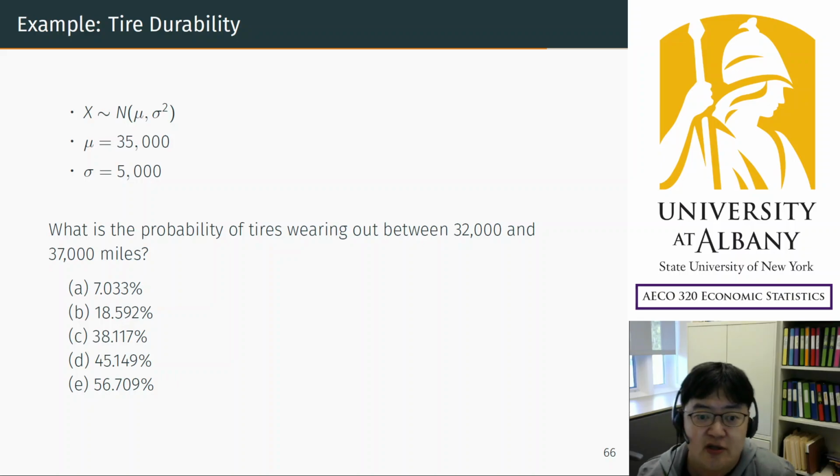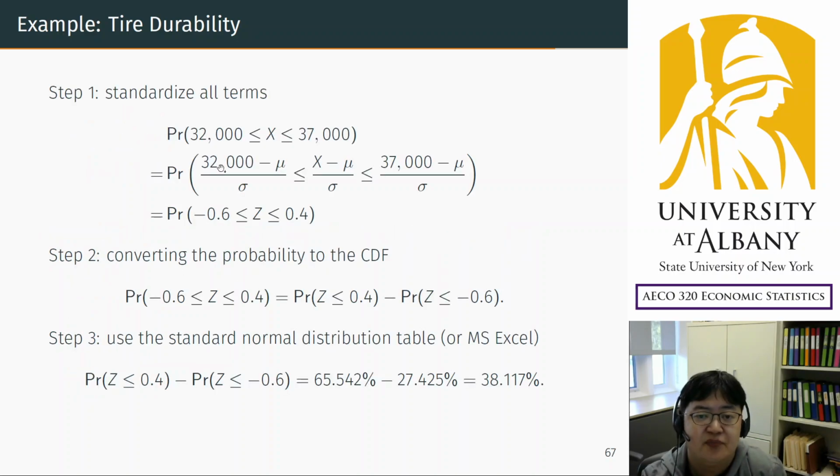Okay, this will be the last video for this chapter. And in the previous video, I gave you this exercise. So we would like to calculate the probability that a tire is worn out between 32,000 and 37,000 miles. And how can you calculate this probability?